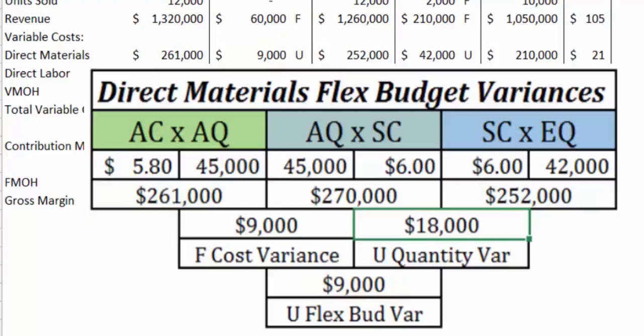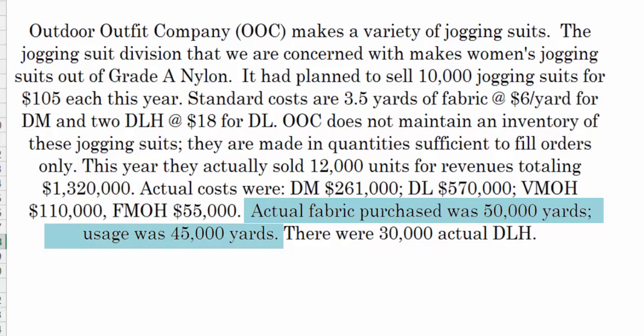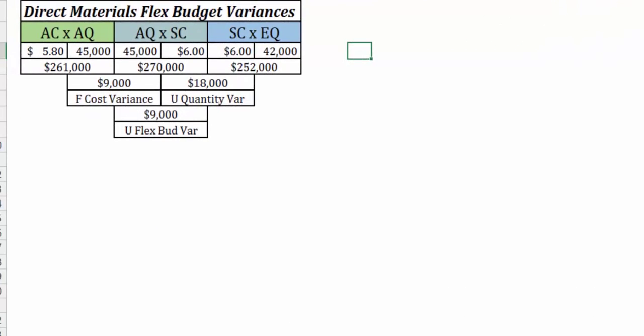Last thing we're going to do in this video is the journal entries for the fabric. So let's go back to the vignette one more time and look at those key amounts. Fabric was purchased, 50,000 yards. We used 45,000 yards. We know that the actual cost was $5.80 a yard from our analysis, but the standard cost was $6 a yard, and they should have used 3.5 yards for each jogging suit. Okay, so let's do some journal entries.